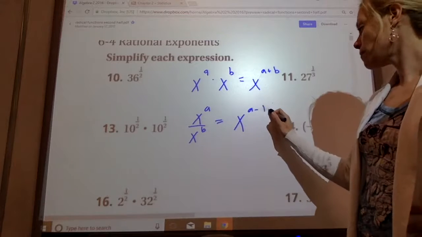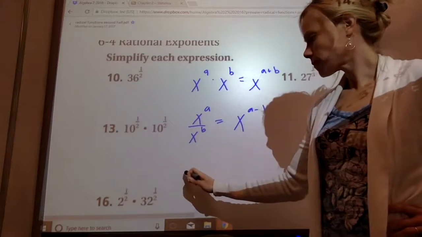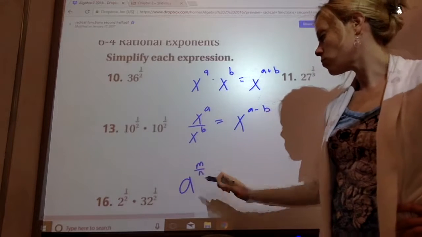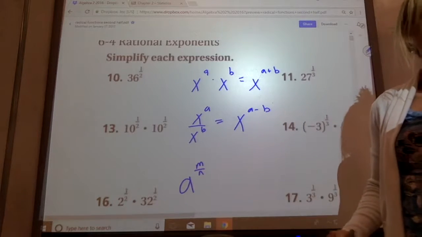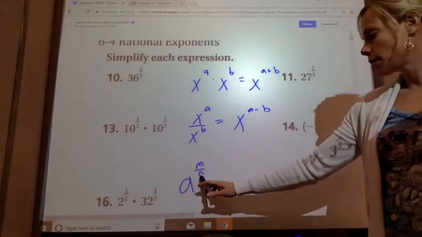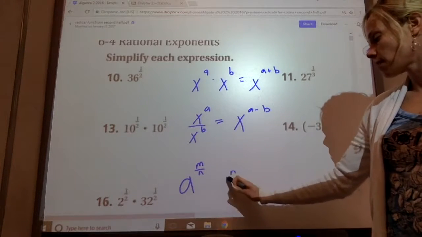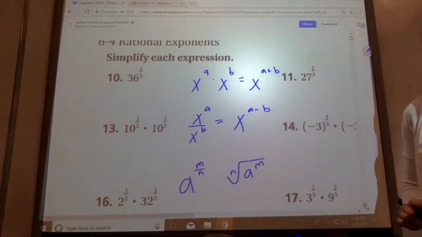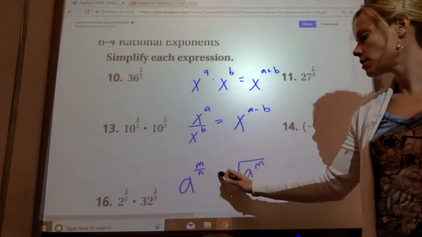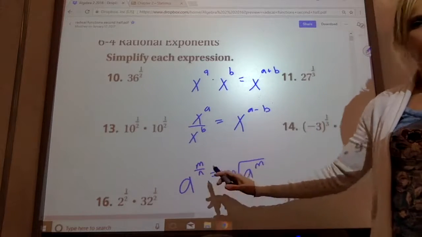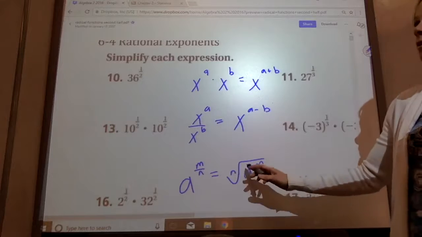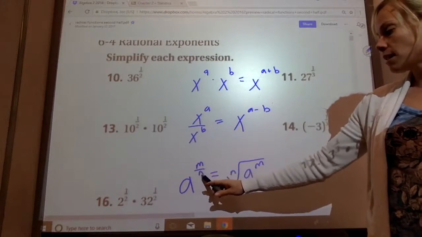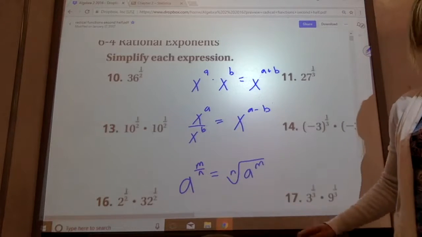Do you remember if I have a rational exponent, how to put that into radical form? The denominator becomes your index, and the numerator stays as a power of your base. So we will be using this property a lot today, okay? It's up there too. So the n, the denominator, is always your index. The m stays your power.